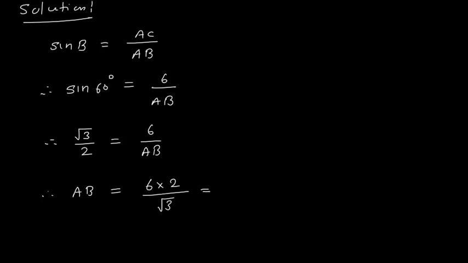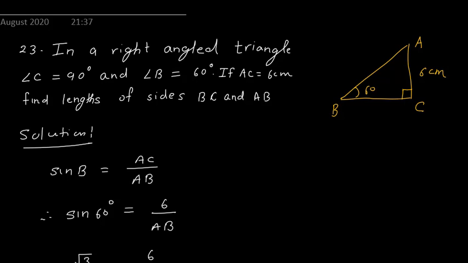So 12 upon root 3. Here I have root 3 in the denominator, so I will multiply and divide by root 3. Root 3 into root 3 is 3. Now 3 into 4 is 12, divided by 3 gives 4, so this is 4 root 3. The value of AB is 4 root 3.